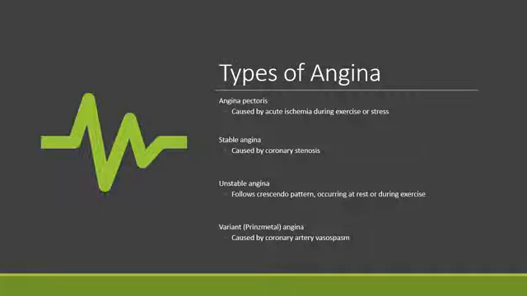We can also see unstable angina. Unstable angina is defined as either new onset or a change in the chest pain, or angina that does not resolve with rest. Typically, it follows a crescendo pattern where it tends to get worse, more intense, and it can occur at rest or during exercise. And then we also have the variant or Prinzmetal angina, which is caused by coronary artery vasospasm, has nothing to do with exercise or not, and it is only relieved when we break that vasospasm.